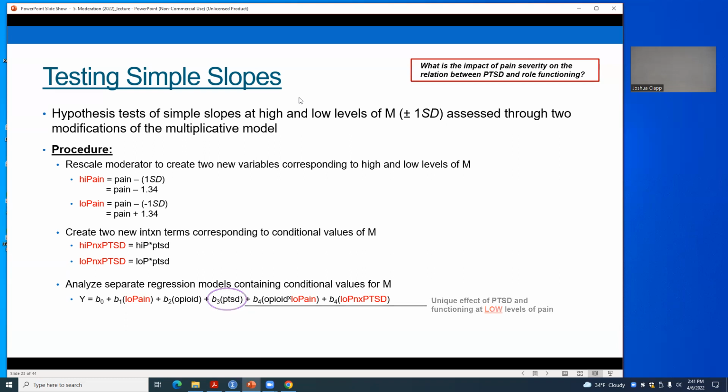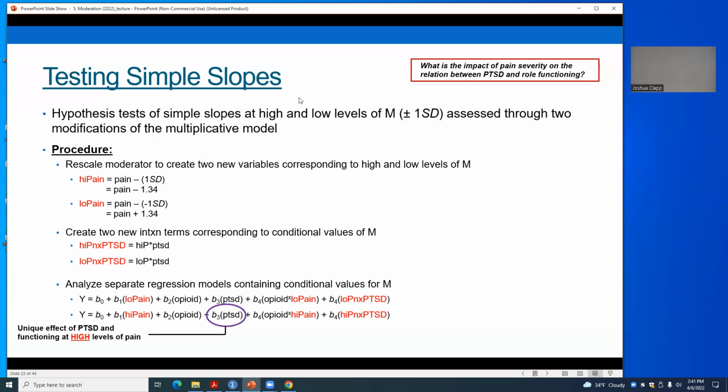Okay. Same thing, if I go through and say, okay, I want to look at the conditional effect of PTSD on functioning at high levels of pain, cool. I just go through and anywhere I have pain, now I swap it out for high pain. So I've got my intercept times my coefficient for high pain, coefficient for opiate use, for PTSD, opiate use times high pain, PTSD times high pain, right?